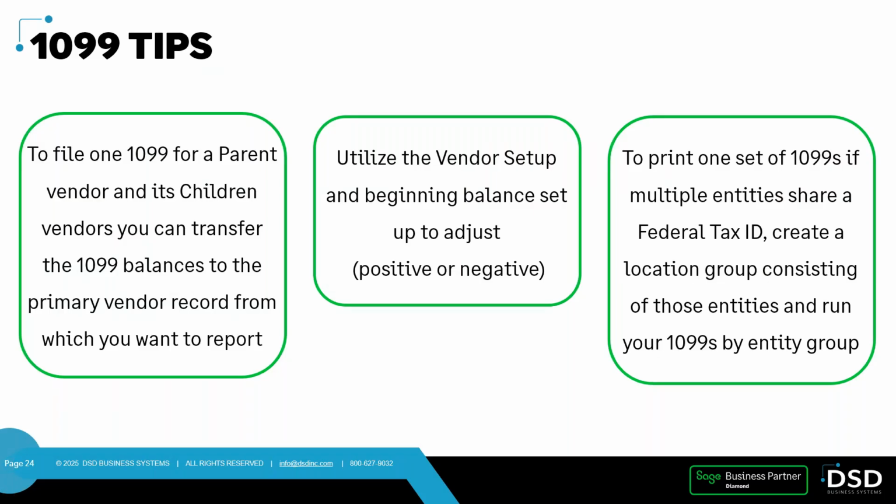And then to print one set of 1099s for multiple entities that share a federal tax ID, what you can do is create a location group. So maybe entity 1 and entity 2 have a tax ID. You have them set up separately in Intacct. What you can do is create a location group with both of those, and then you run your 1099s by that location group or that entity group at that point. And what it will do is print those 1099s together.